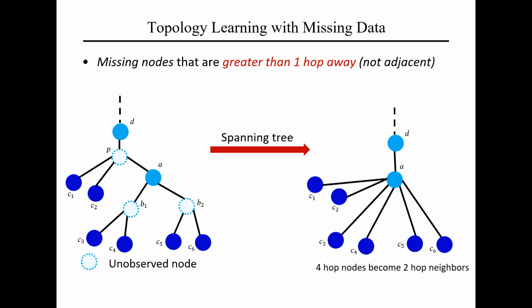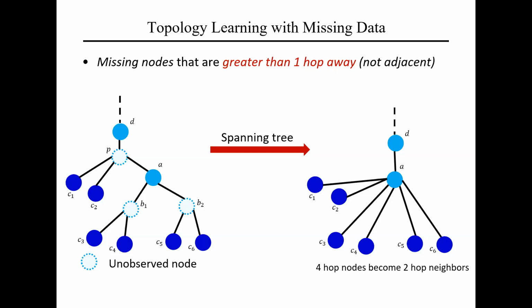You can have a configuration where two nodes which are four hops away, for example, C1 and C4, were four hops away in the true graph. In the spanning tree of the observed system that you get, they can become siblings, that is, they're connected to the same parent. So clearly, the spanning tree algorithm by itself doesn't work. What is necessary is you need to still find out where the location of the hidden nodes in the system is.